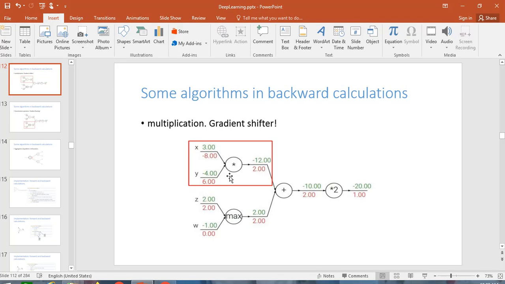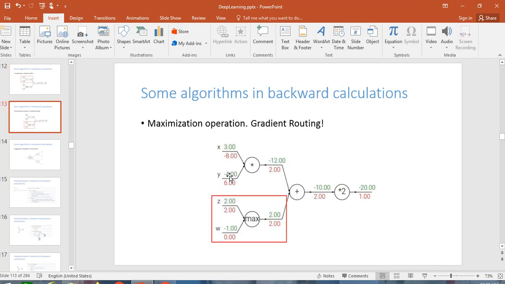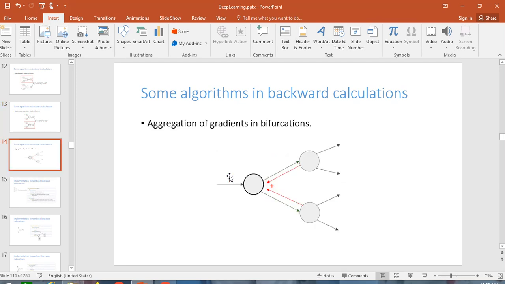Or for example, routing is done in the max node. It sends to the one that is larger. That is, the gradient goes towards the larger input, and the gradient corresponding to the smaller input becomes 0. What if they are equal? It goes towards one of them, and it doesn't make any difference. These are the points where the function does not have a differential, but it has subgradients. We call them subgradients. If both were equal, we send the entire gradient to one and 0 to the other.